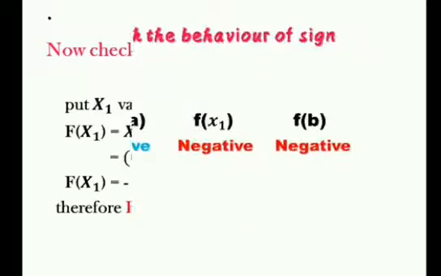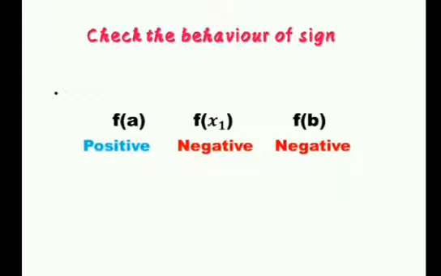Now check the behavior of the sign. Already we know that f of a is positive and f of b is negative. Now here we get f of x1, that is, we get the negative behavior of the term.